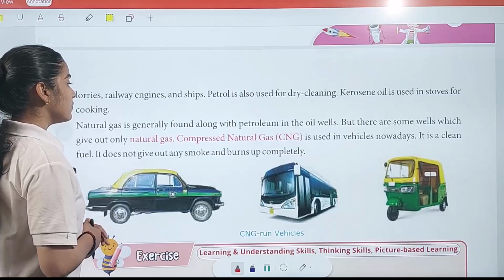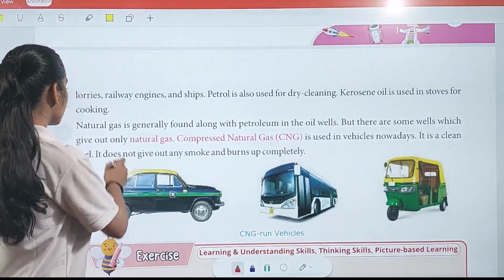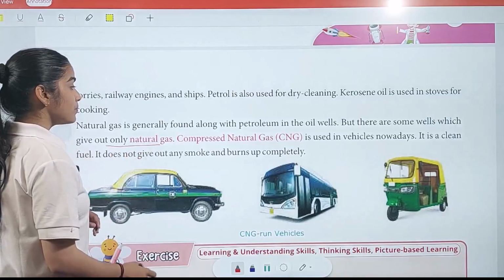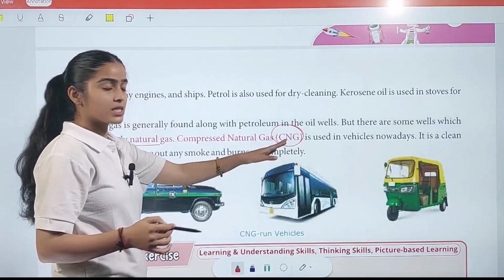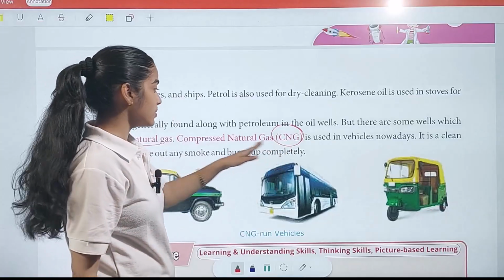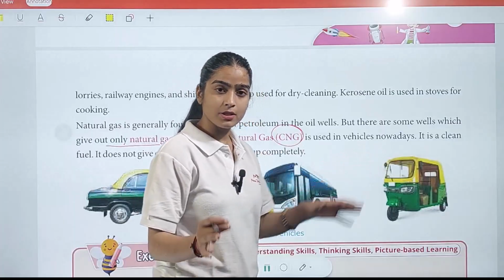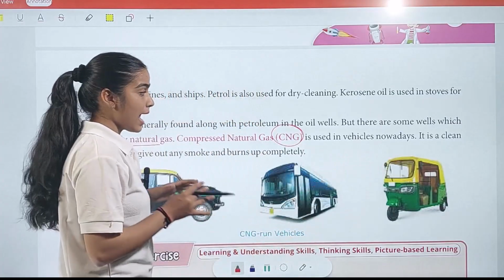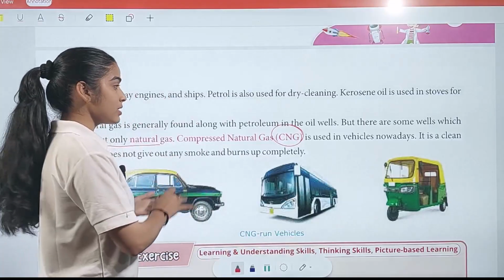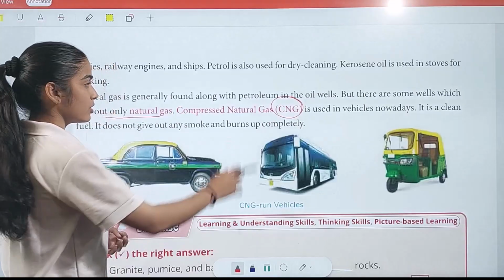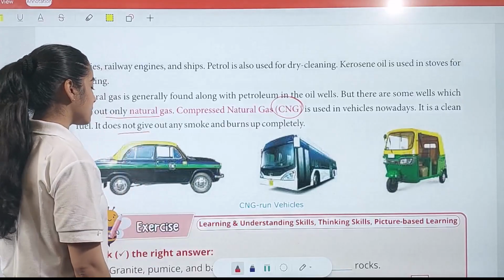Natural gas is generally found along with petroleum in the oil wells, but there are some wells that give out only natural gas. Compressed natural gas, CNG. You often read and hear this word. CNG is used in vehicles nowadays. It is also used as a fuel, and we are using this in our vehicles nowadays because it is a less polluting fuel. It is a clean fuel. It does not give out any smoke and burns completely.